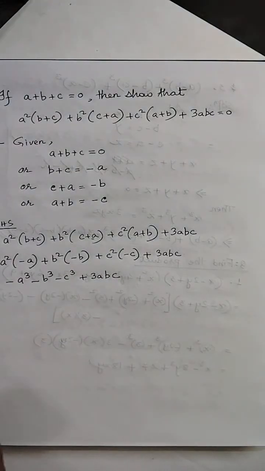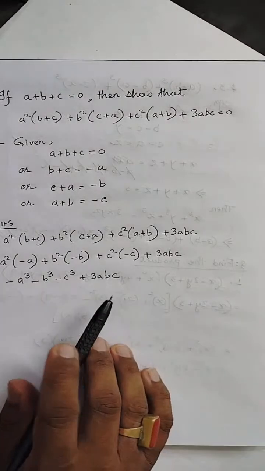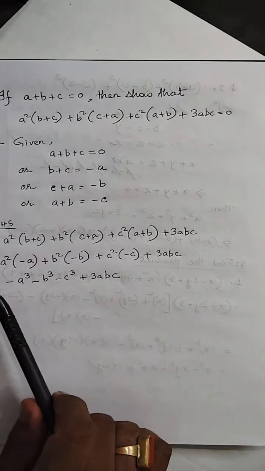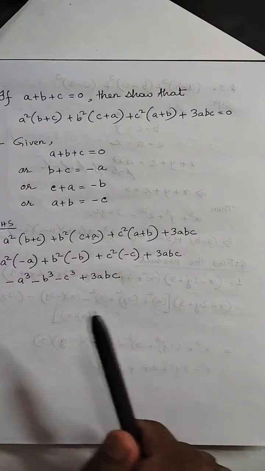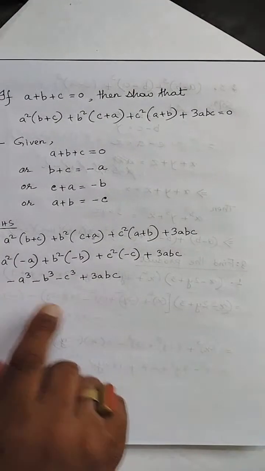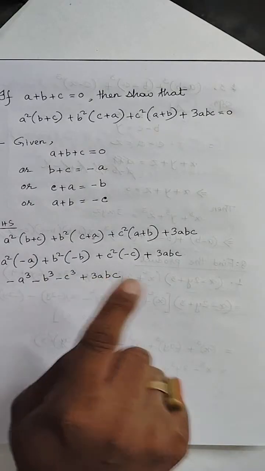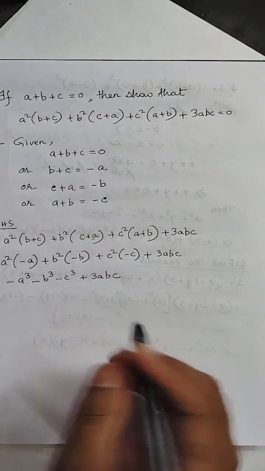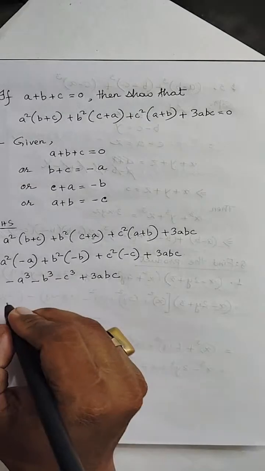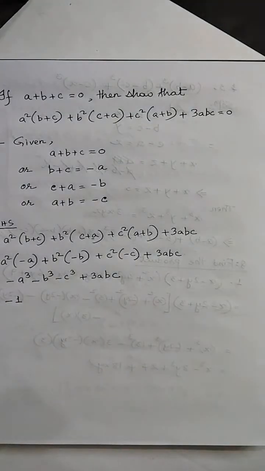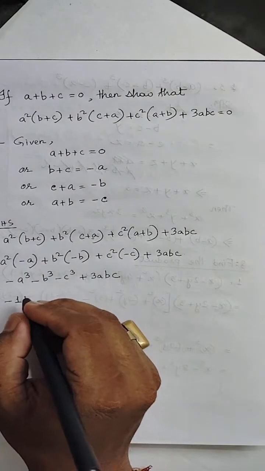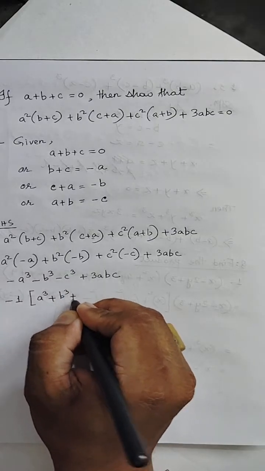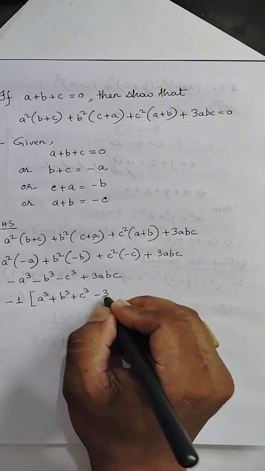Now if we just recall what the identity was, this is just the opposite. In the identity, we usually have a cube plus b cube plus c cube minus 3abc, or x cube plus y cube plus z cube minus 3xyz. And this is just in the reverse form: minus a cube minus b cube and plus 3abc. So what we can do is take a common factor. As we can see, there is nothing as such common, so we will take minus 1 as common factor. Then these terms will become a cube plus b cube plus c cube minus 3abc.